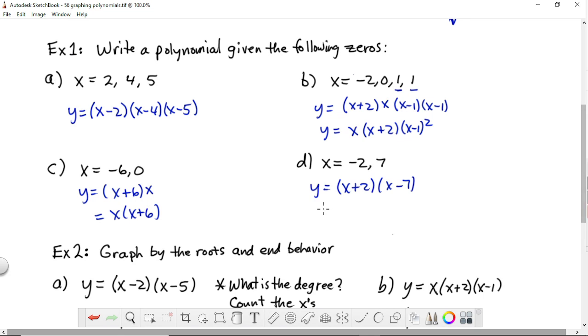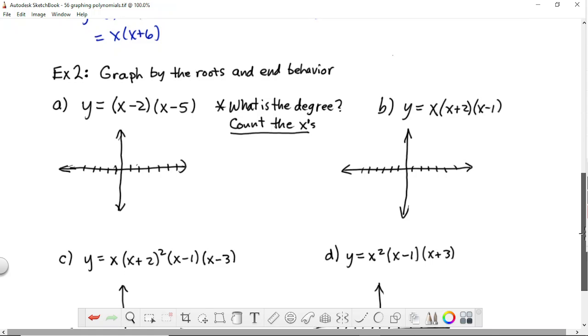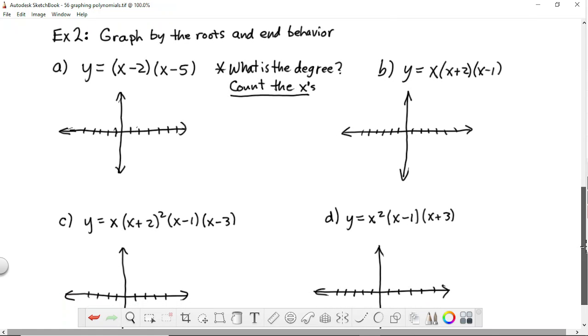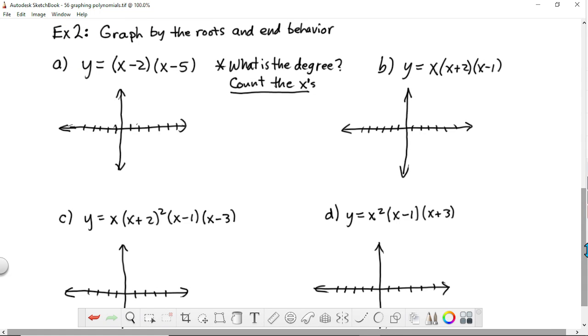We will usually be given the polynomial and have to find the zeros, and then we will use those zeros to help us graph the function, graph the polynomial. So let's look at some of them. Graph by roots and end behavior. Let's look at this first one. First, we need to find the roots, and I'll just write them up here above. The roots are, okay, from the first one we have a root of 2, and then from the second one we have a root of negative 5.